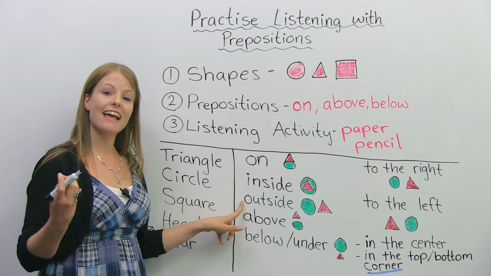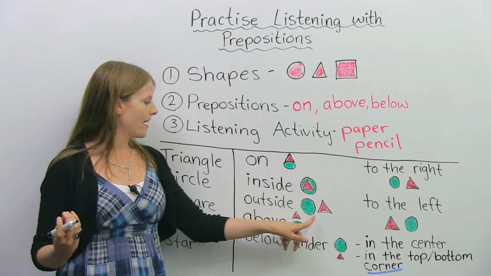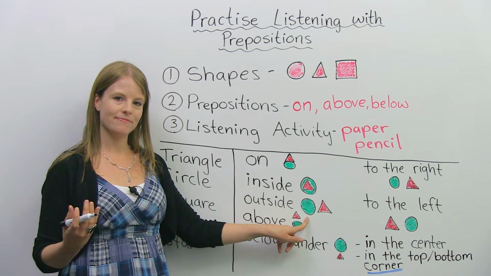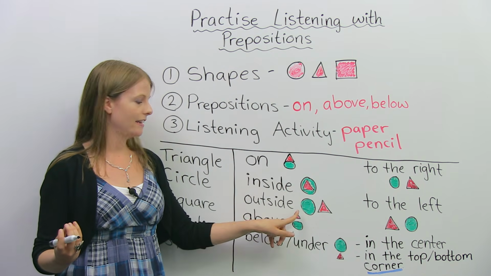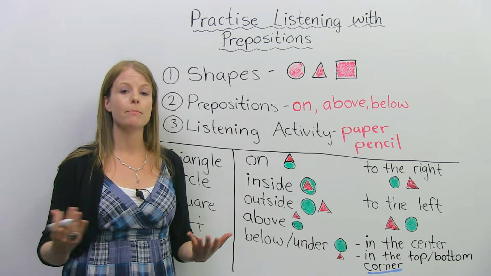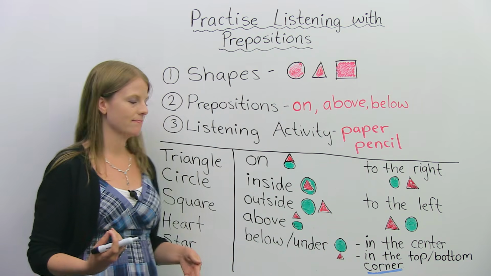Another preposition is outside. We can say there is a triangle outside the circle. So here the triangle is inside, whereas here the triangle is outside. So these are very common prepositions we use when describing where something is.